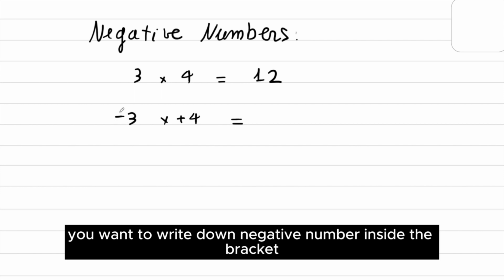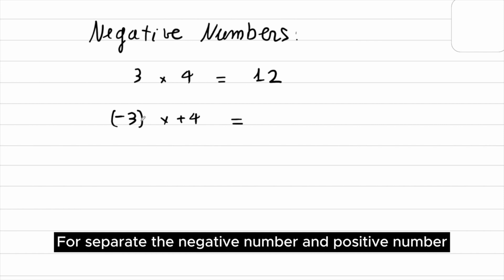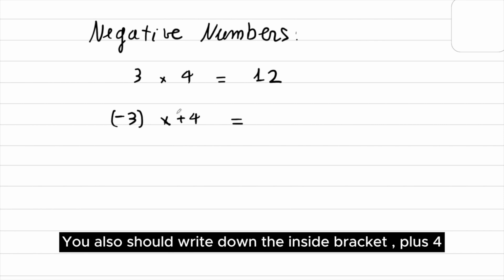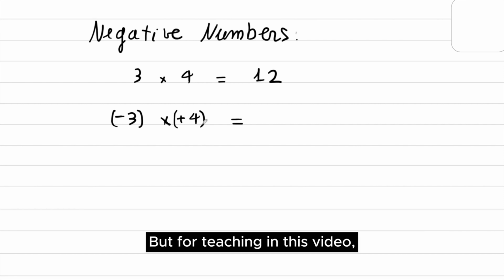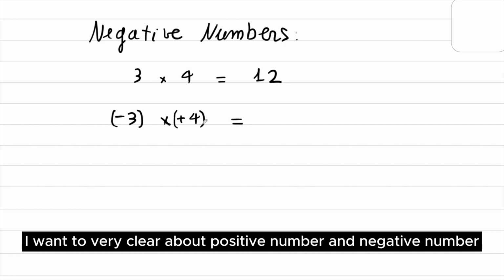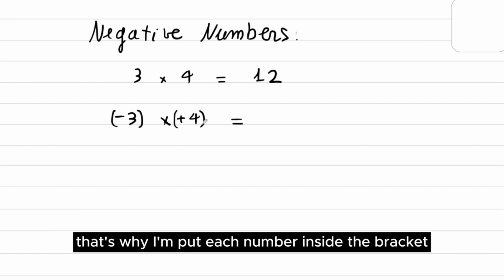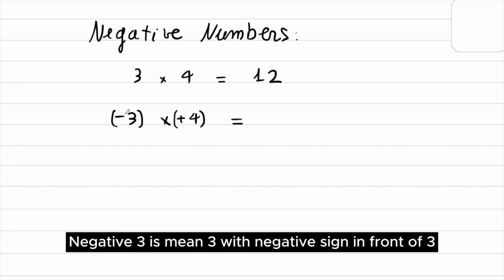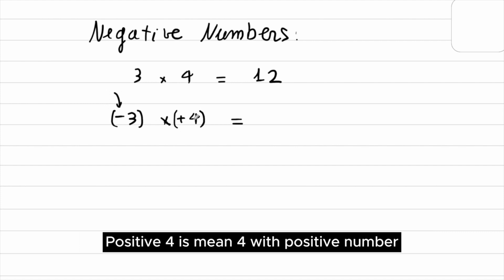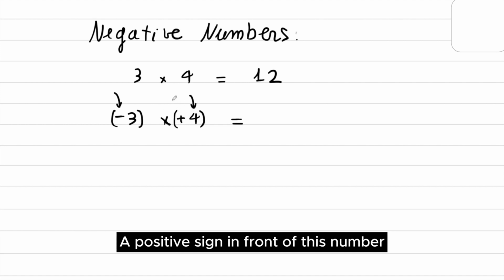You write the negative number inside the bracket to separate the negative number and positive number. For this writing, you should also write plus 4 inside the bracket. Sometimes you don't need to write out plus 4, but for teaching in this video, I want to be very clear about positive and negative numbers. So that's why I put each number inside the bracket with the sign in front of that number. Negative 3 means 3 with a negative sign in front of 3. Positive 4 means 4 with a positive sign in front of this number.